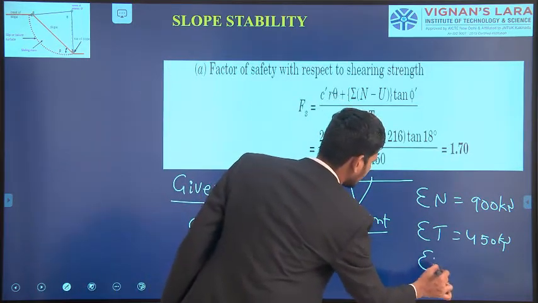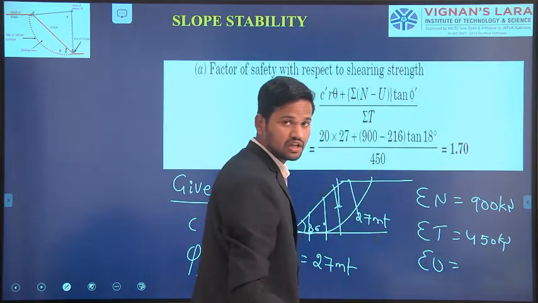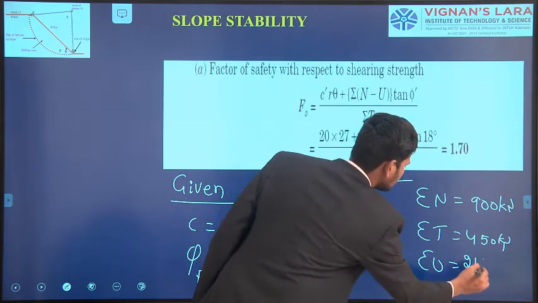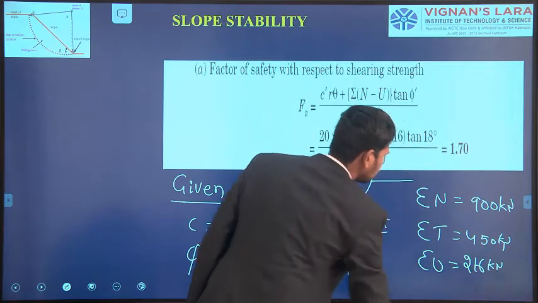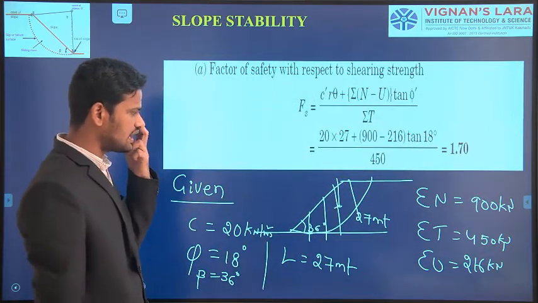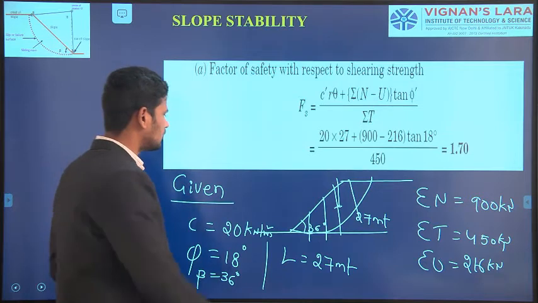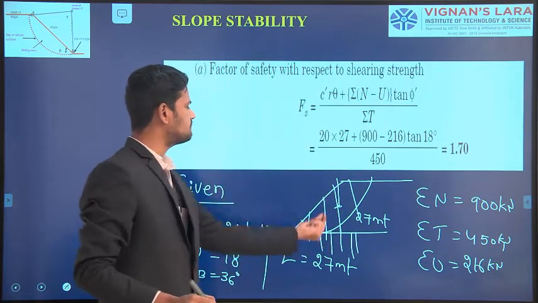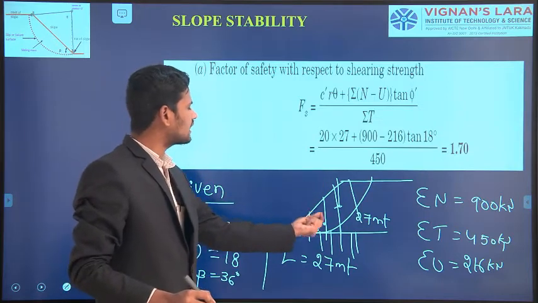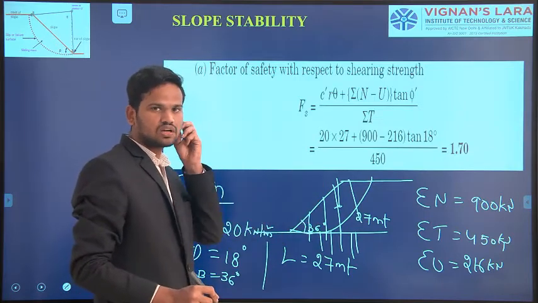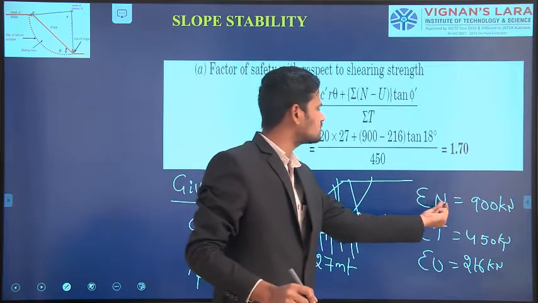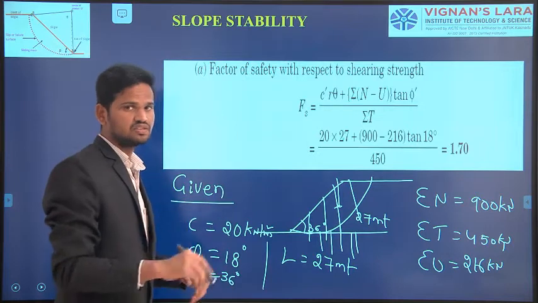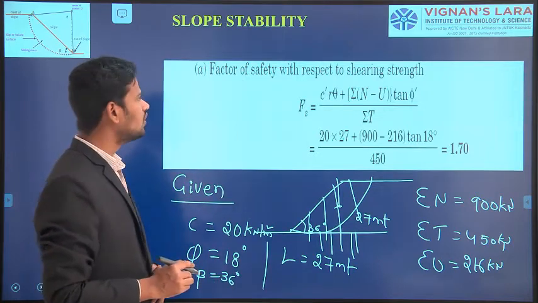Pore water pressure we represent as summation of mu. That pore water pressure is given as 216 kilonewton force. This is the pore water pressure acting on the soil mass. Pore water pressure means the water in the underground that seeps into the slope. Due to this water entering the soil mass, the normal stress may lead to reducing the shear strength, which causes the slope to fail.